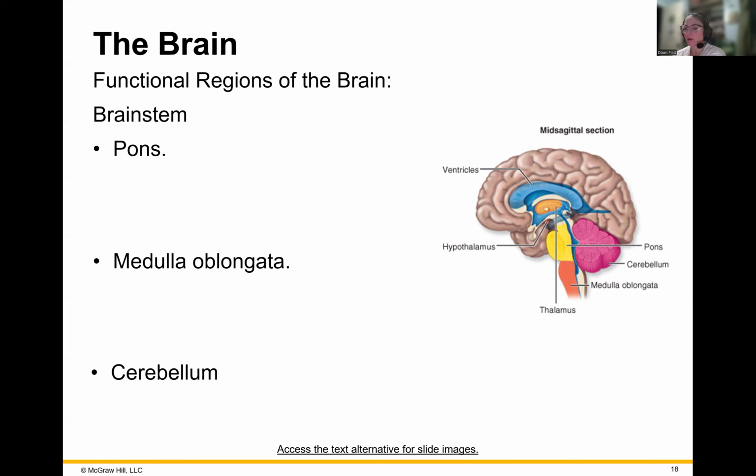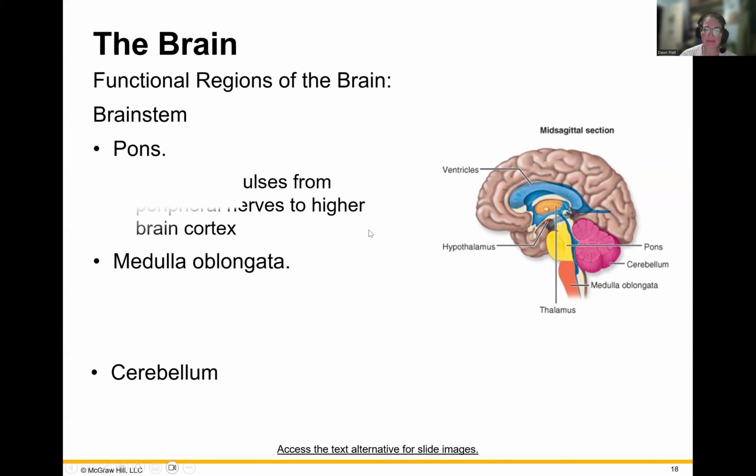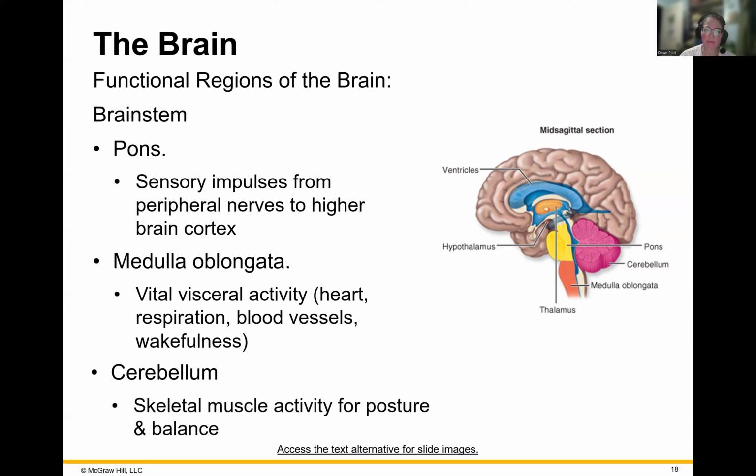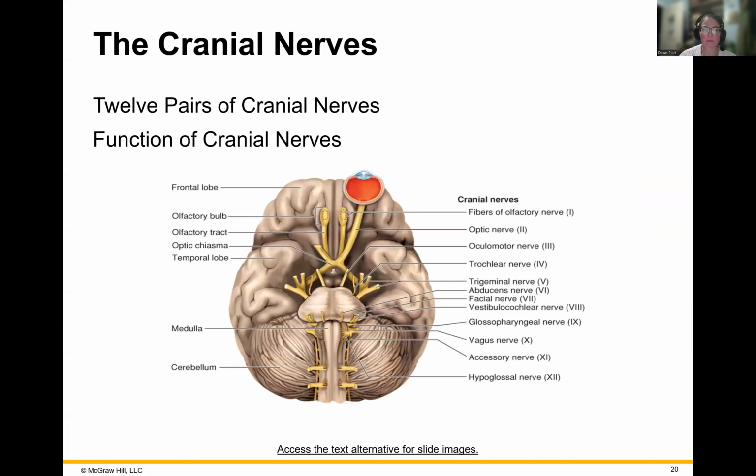Our brainstem, which we already talked about a little bit. So we have the brainstem, we have the pons, medulla oblongata, and the cerebellum. We don't have to worry about the group activities. Apologize about that. Then we go into the cranial nerves.